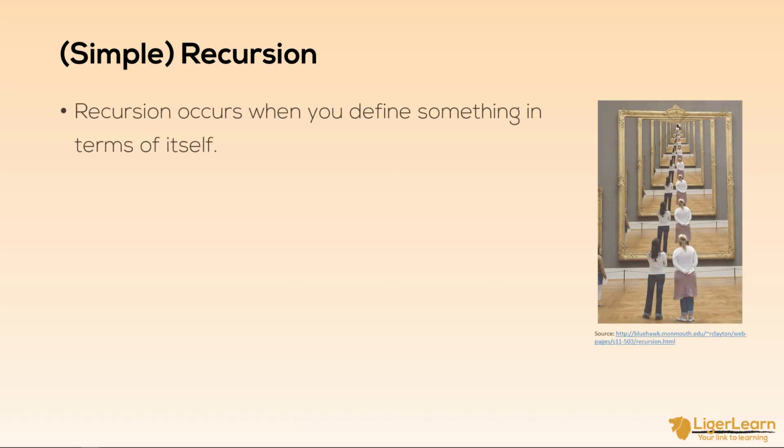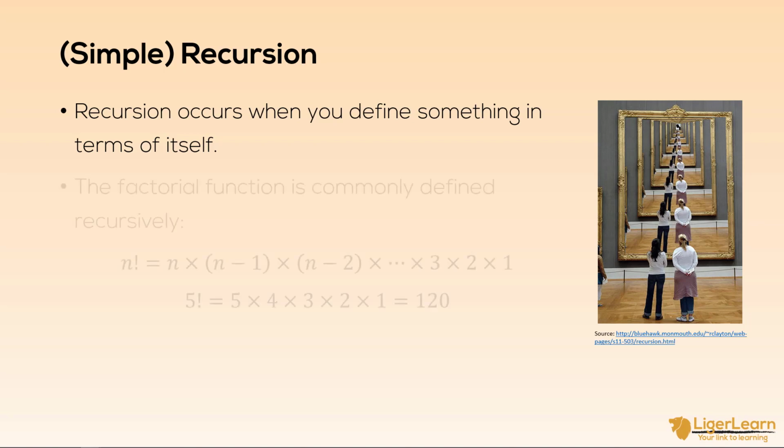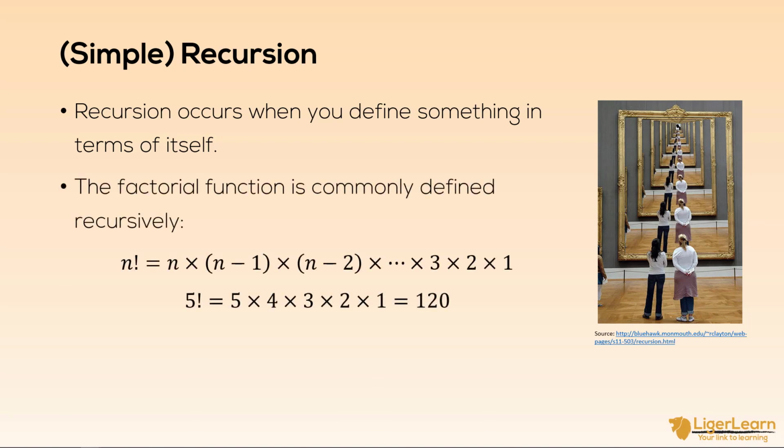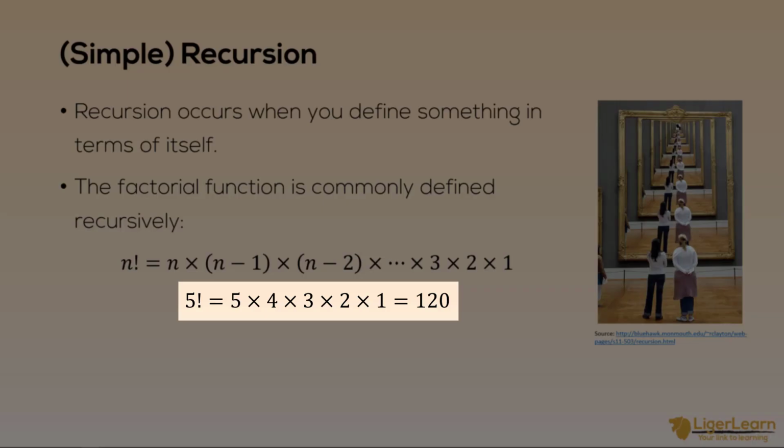Recursion occurs when something is defined in terms of itself. The factorial function is a common example which is used to show recursion. For those who don't know, it is defined as the product of all positive integers less than or equal to n, with 0 factorial equal to 1. We use the exclamation mark as notation for it. So for example, 5 factorial is equal to 5 times 4 times 3 times 2 times 1, which is 120.